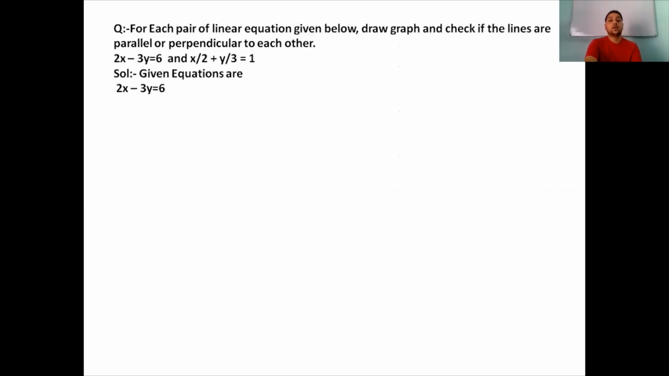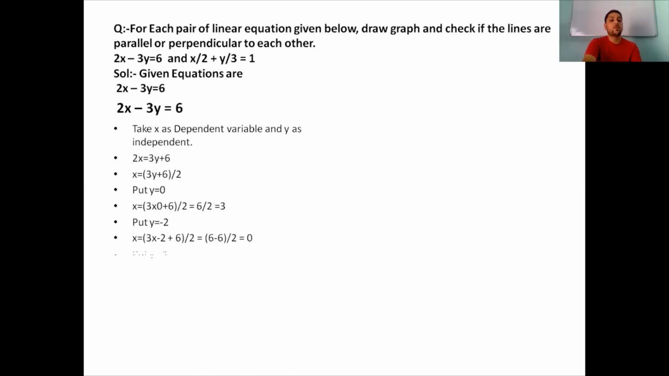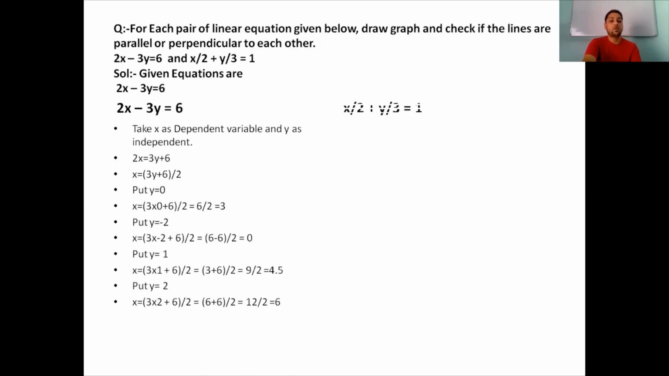Then again we have a question here. Now for each pair of lines given below, draw a graph and check if the lines are parallel or perpendicular to each other. Now in this case we have two lines given: 2x minus 3y is equal to 6 and x over 2 plus y over 3 is equal to 1. So first we will take the first equation and solve it. Now we are taking x as a dependent variable and y as an independent variable. Again we substitute different values of y and find the different values of x here.